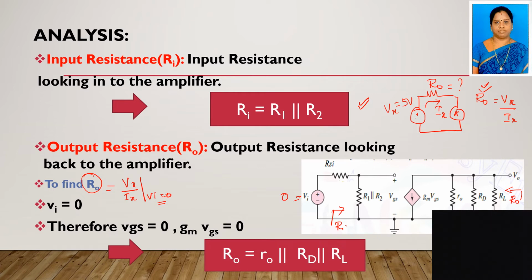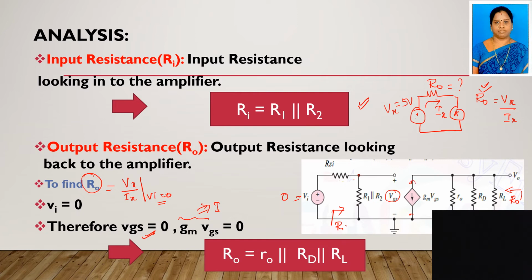The voltage across R1 parallel to R2 is nothing but the VGS, right? So if I'm making Vi 0, definitely VGS is also 0, right? If VGS is 0, gm into VGS is also 0. gm into VGS is nothing but the current source, right? Current is 0 in the sense it is open circuited.